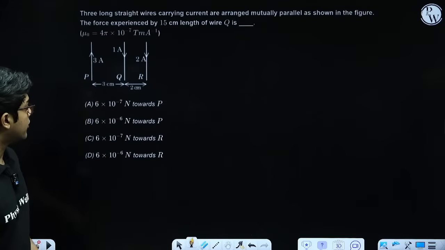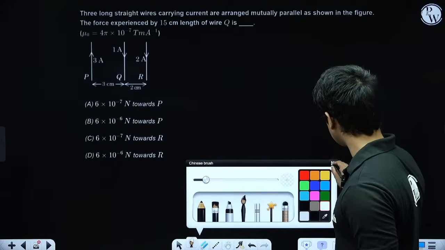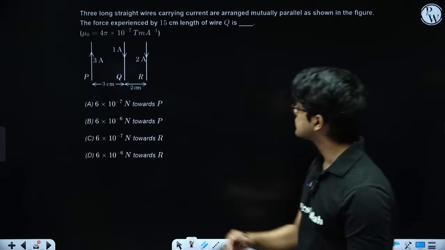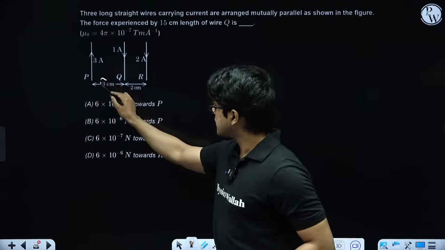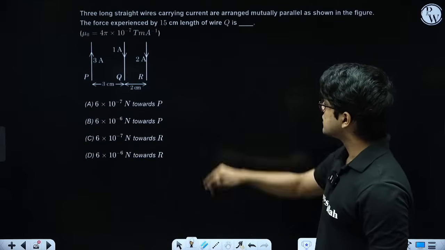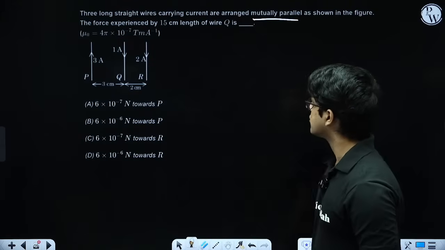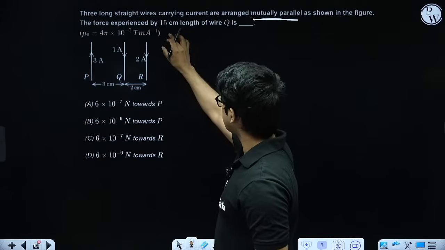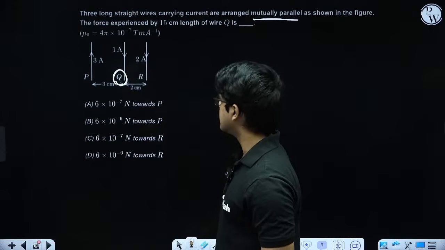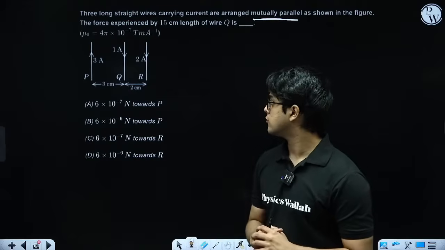Okay, so moving on. This is a magnetic fields problem. Here we have 3 current carrying wires, and their separations are also given, 3 centimeters and 2 centimeters. The question is: 3 current carrying wires are arranged mutually parallel as shown in the figure. The force experienced by 15 centimeter length of wire Q. So this one in the middle, what is the force it experiences on 15 centimeters of its length?